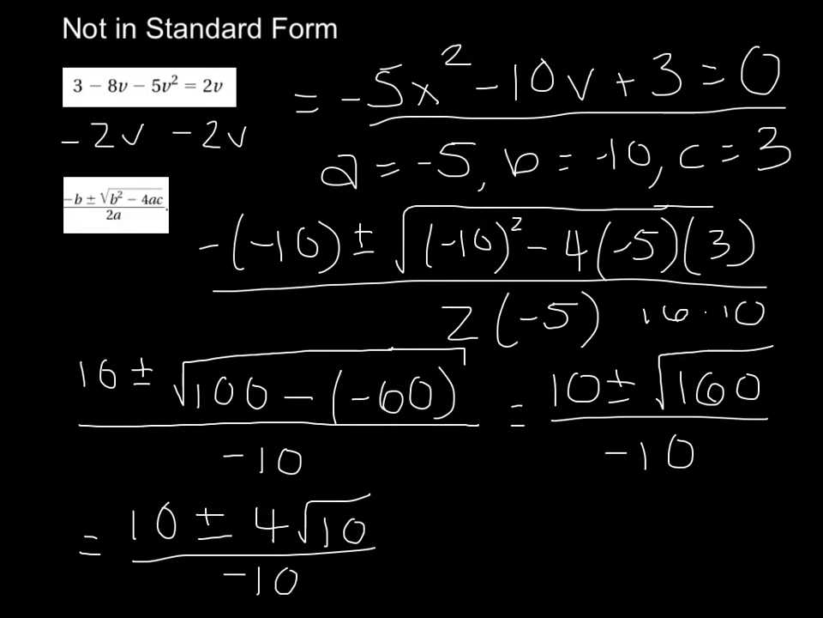Now, if we take a look at all three of our monomials here, we have a 10, we have a 4, and we have a negative 10. So we can definitely factor out a 2 because all those numbers are even. So 10 divided by 2 gives us a 5, plus or minus 4 divided by 2 gives us a 2. Radical 10 stays the same, all over negative 10 divided by 2 is a negative 5. And that's as good as that one gets.